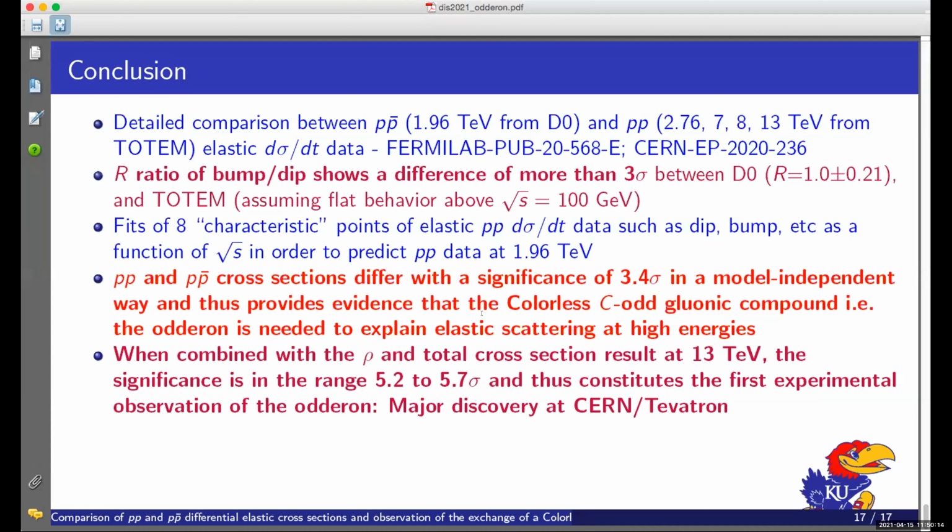And that already provides evidence that the colorless C-odd gluonic compound, or odderon, is needed to explain elastic scattering at high energy. When we combine this with the rho and total cross section result at 13 TeV from TOTEM, we obtain a significance between 5.2 and 5.7 sigma, and that constitutes the first experimental observation of the odderon, which is basically a major discovery combining both accelerators, CERN and Tevatron. So thank you very much.